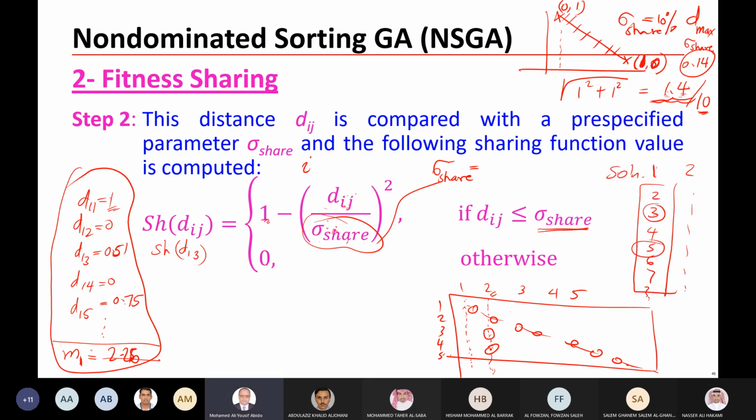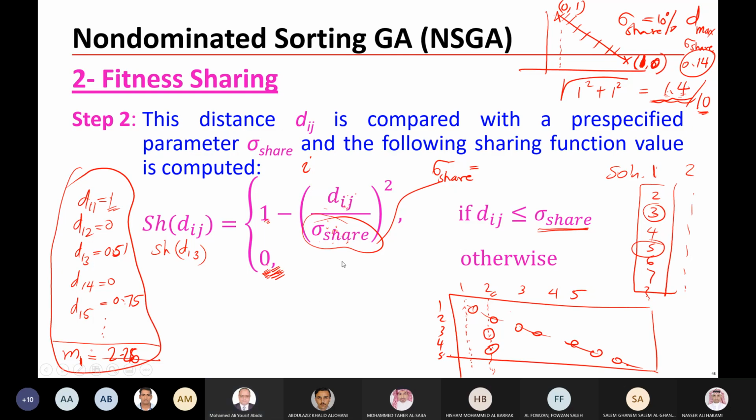Okay? Yes, but we are dividing by 0.14 and we square it as well. If Dij is greater than sigma share, we are not calculating from here. It is 0. We will not calculate from here unless Dij is less than sigma share. So this will be a fraction less than 1. So if the solution is outside the neighborhood, the sharing value equals 0.